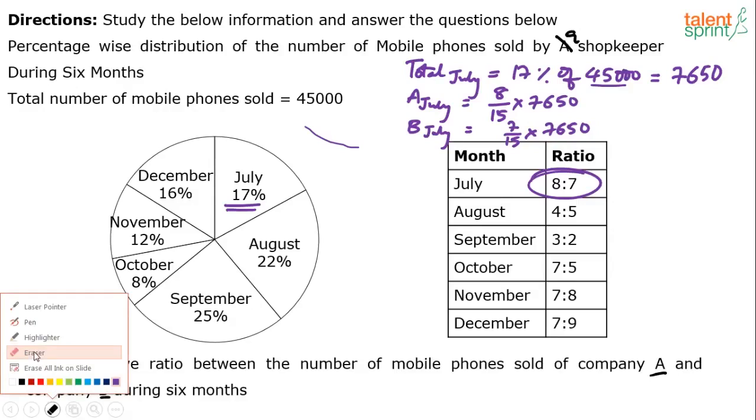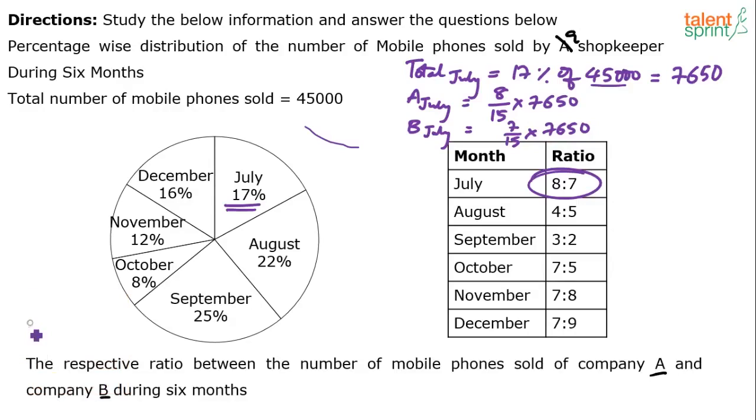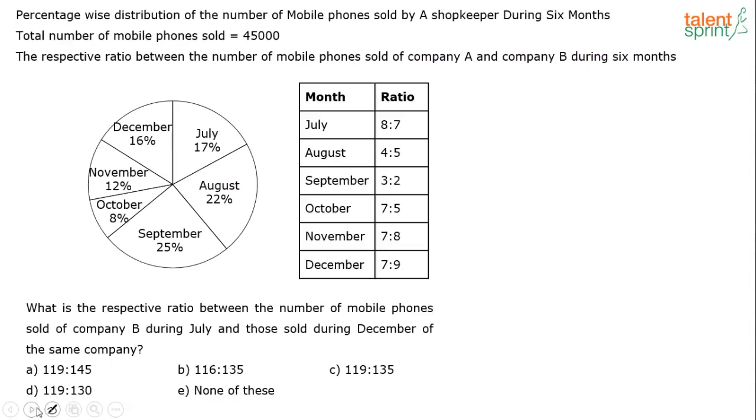Okay, so assuming that you have understood what all can be extracted from this data, let me present the first question to you all. Here's the first one. The same data, pie chart and the table, is given to you, and the ratio is given to you. What is the respective ratio between the number of mobile phones sold of company B during July and those sold during December of the same company? Same company meaning B. So B in July is to B in December. That's the question.